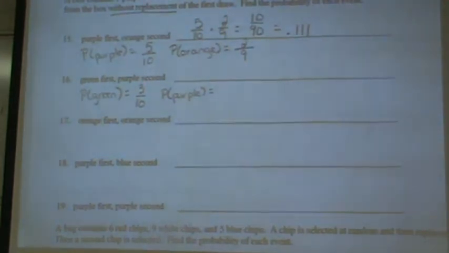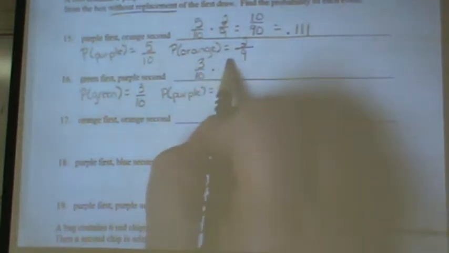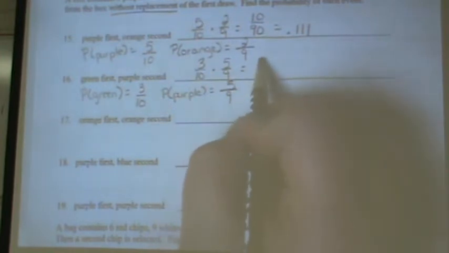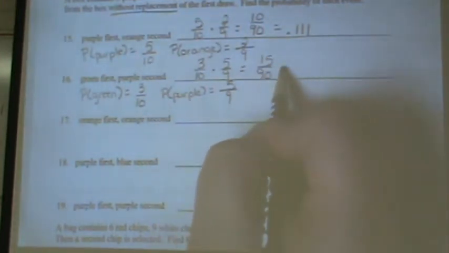And then our probability that our second pick will be purple. Now we know that we've taken out 1 of our marbles, so we only have 9 because we didn't put it back, because this is without replacement. We still have our 5 purple marbles though, so we have a 5 out of 9 chance of picking a purple marble. So to find this probability, we're going to take 3 over 10 and multiply by 5 over 9. We're going to get 15 over 90, which is going to give us a decimal of 0.167.